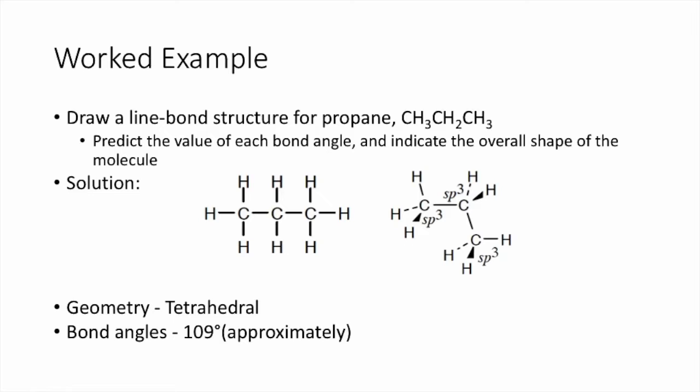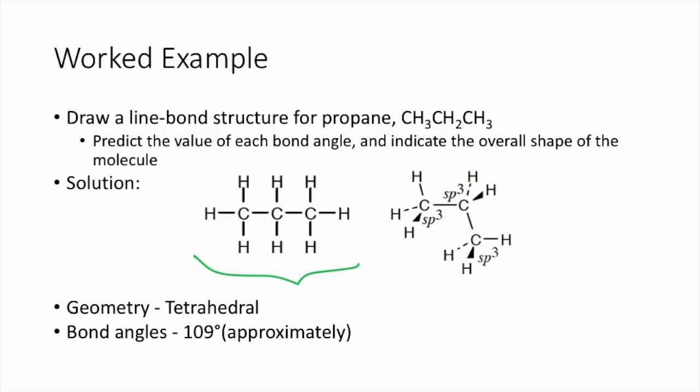Here's the solution. So this is the bond line structure. So every carbon has 4 bonds to it. And they're all single bonds. There are no double or triple bonds in this. And each carbon is going to be sp3 hybridized. And the hydrogens, again, don't have a hybridization.